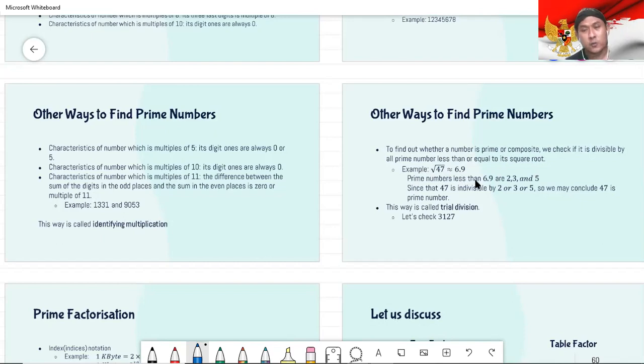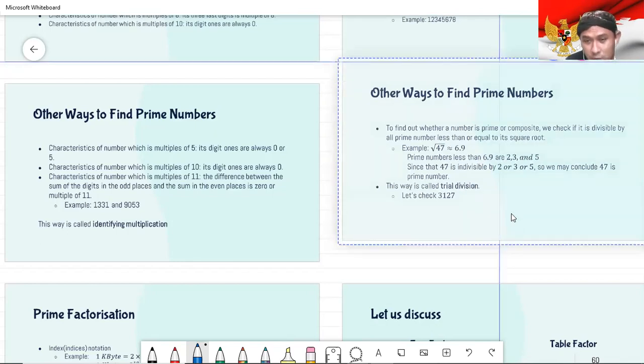After that, we find the prime numbers below 6.9. So we have 2, 3, and 5. Now, since 47 is not divisible by any of them, it means that it's a prime number.